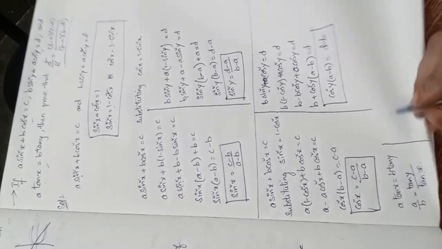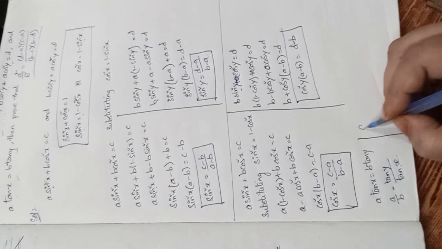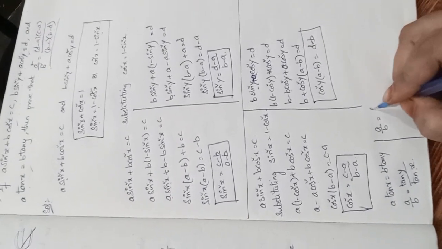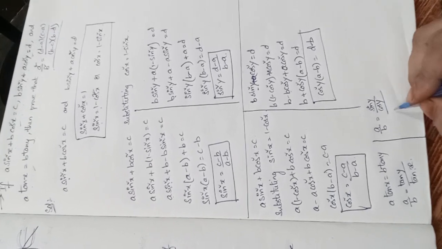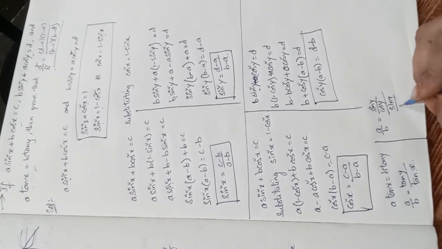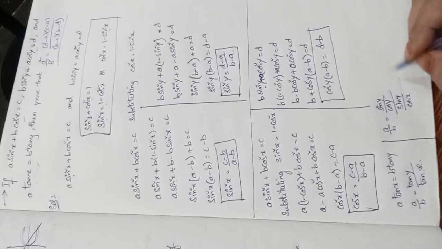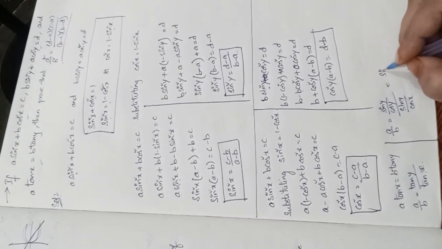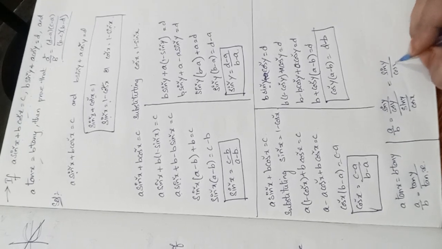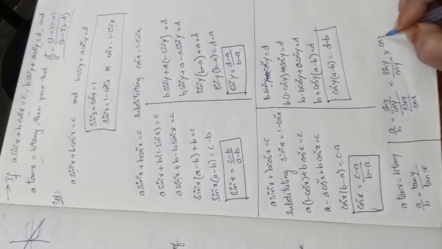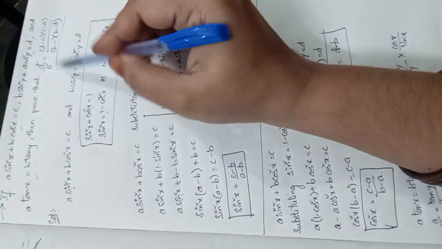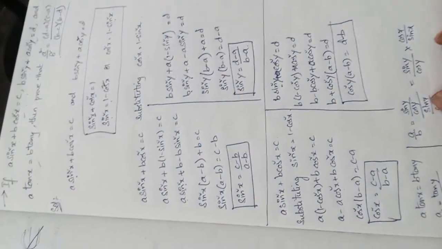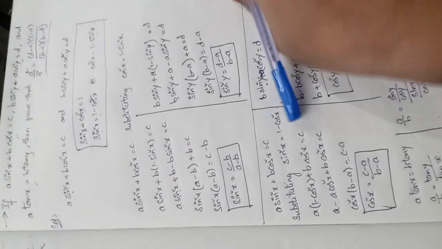So, sorry, a by b is equals to sin y by cos y whole by sin x by cos x, which is equals to sin y by cos y into cos x by sin x. But what we have to prove? a square by b square. So squaring both sides. Let us do it in the next page.